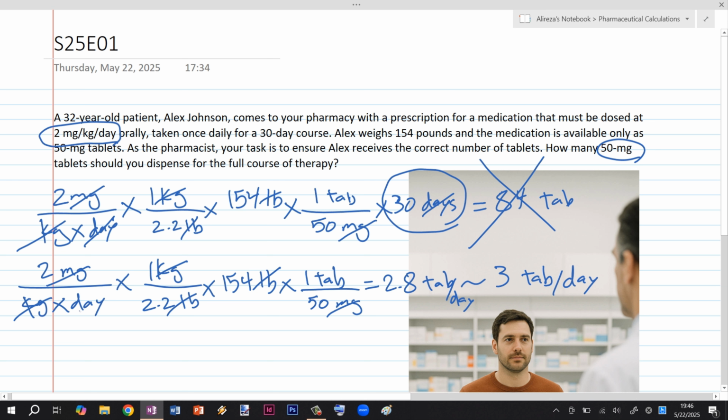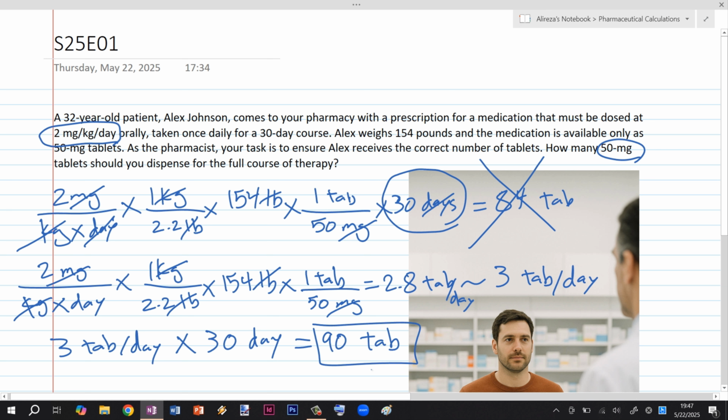And then you will say 3 tabs per day times 30 days. That will give you 90 tablets. So this is the correct answer. You want to dispense 90 tablets, not 84.